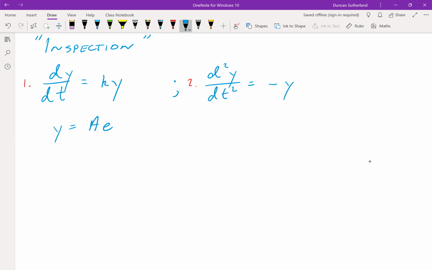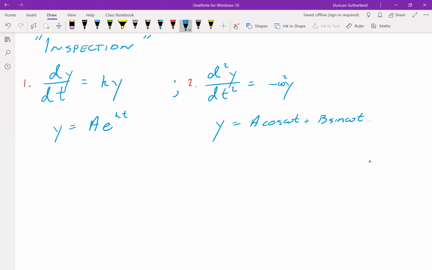y equals a e to the k t, and the solution to 2 is y equals a cos t plus b sine t. So note the two constants of integration for a second order equation. Let's actually put a frequency in there as well. So let's make it slightly more complicated but more general. There, I've added an omega in there.